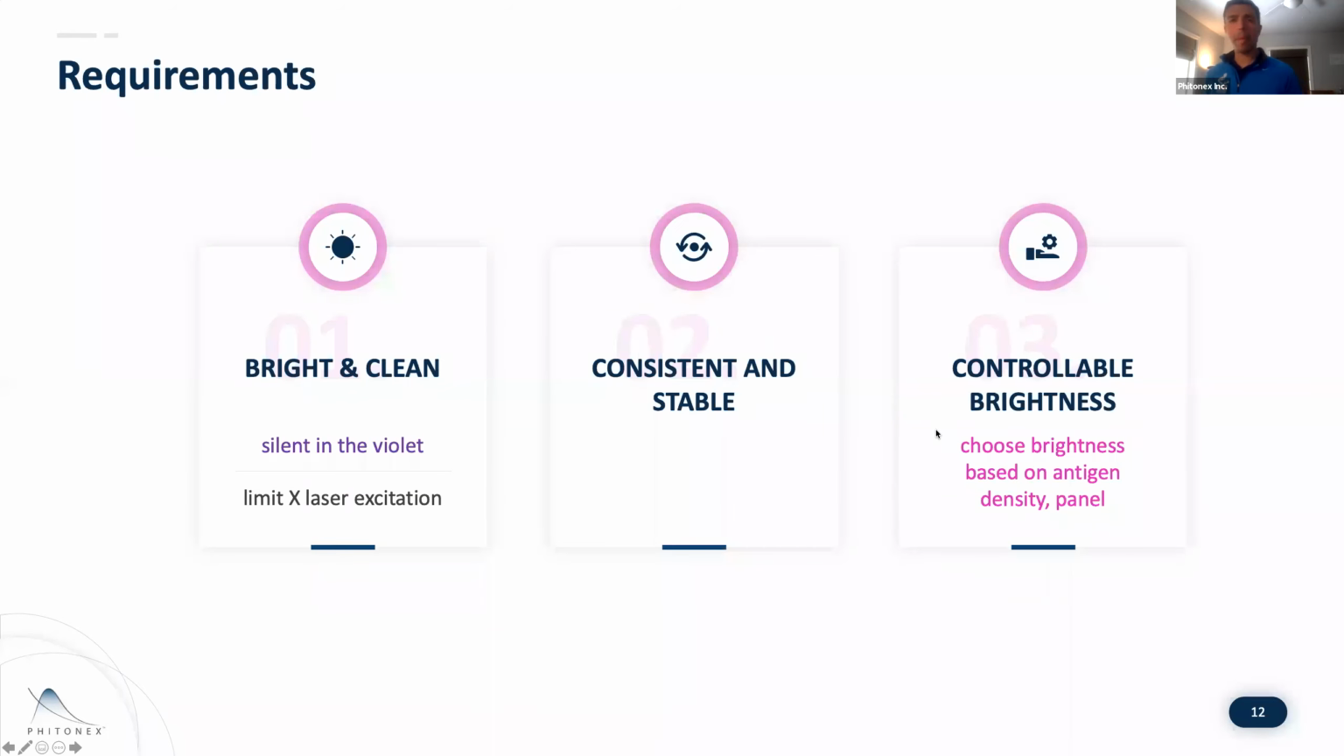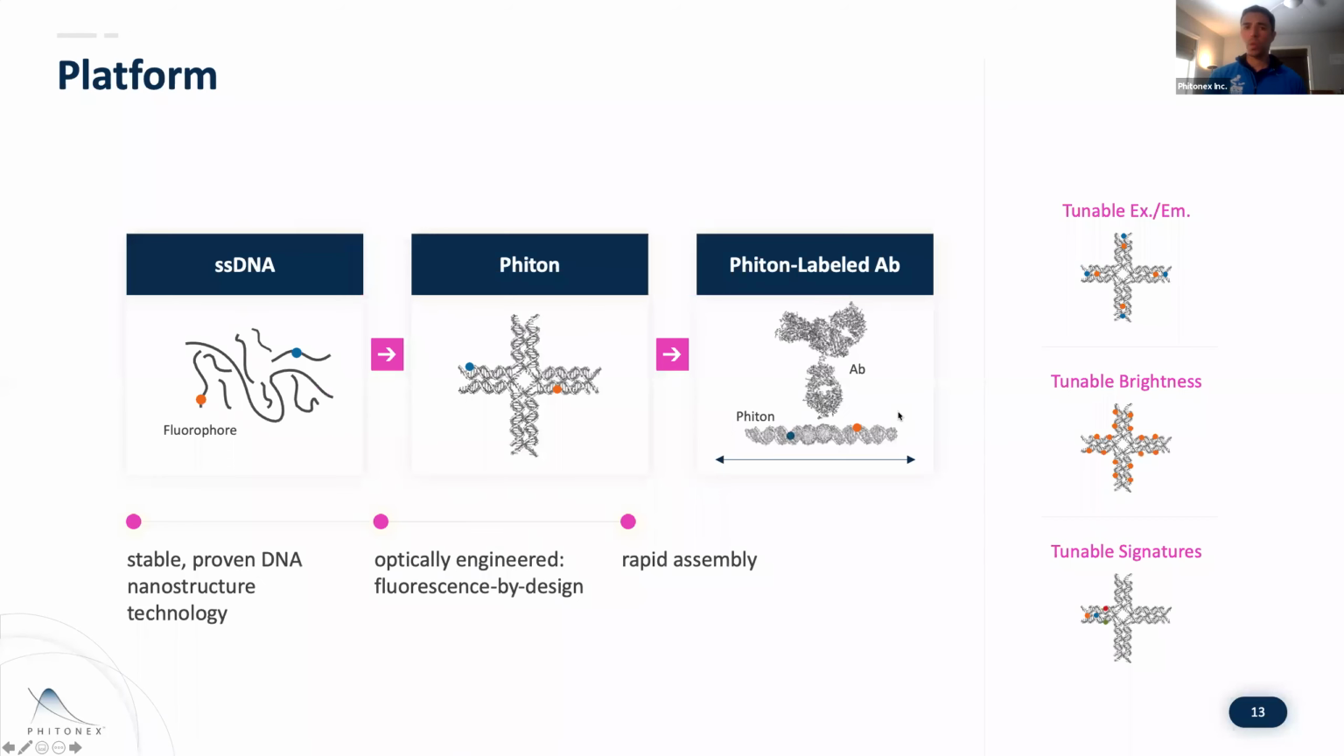Okay, so let's go back to our requirements. Three things, very simple: bright and clean, consistent and stable, and controllable brightness. So how do you actually design for that? The platform that we have is single-stranded oligonucleotides. We bind these onto single component organic dyes, quite small, and we can anneal them into this phyton structure. The phyton structure is an artificial structure. It has this cruciform shape, and each one of these arms we call a cluster.